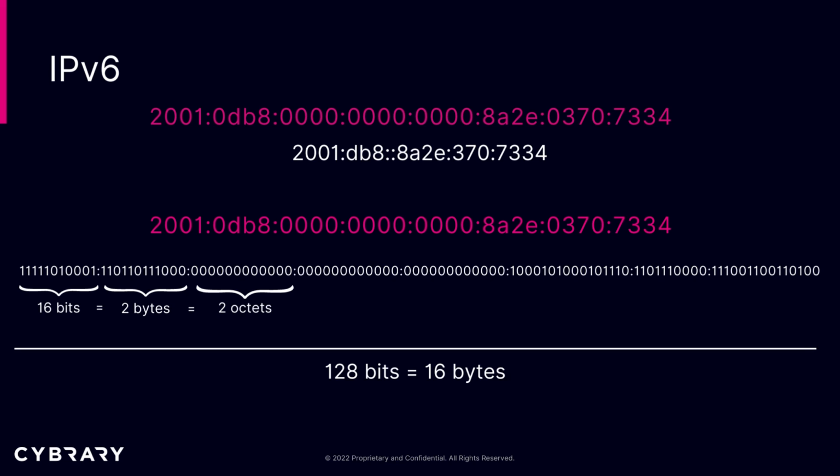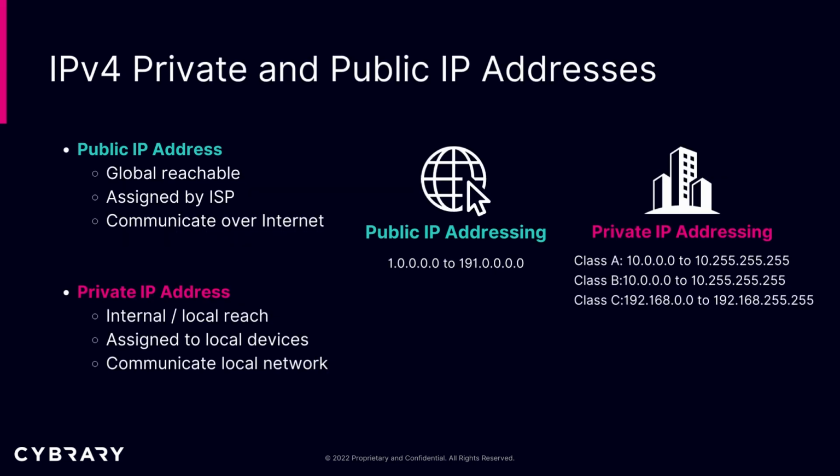Now, let's talk about IPv4 private and public IP addresses. What is a private and what is a public IP address? Basically, all the devices that we have on our internal networks use private IP addresses. These are IP addresses that do not route on the internet. We use them privately on our networks.